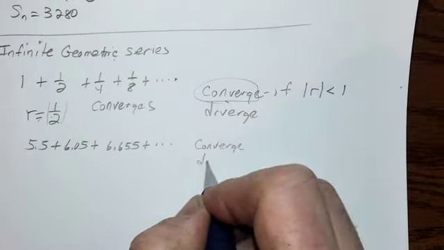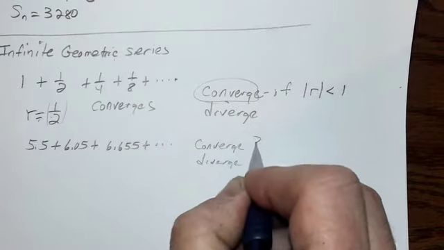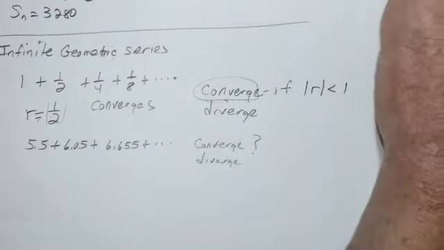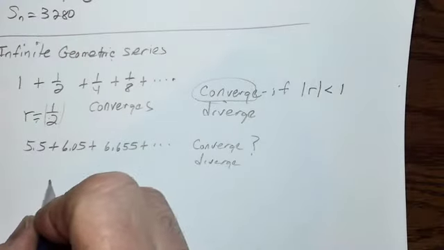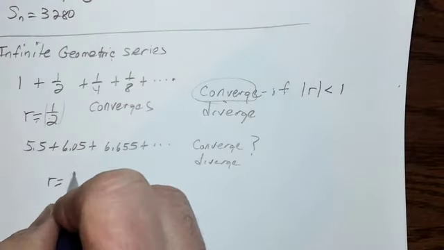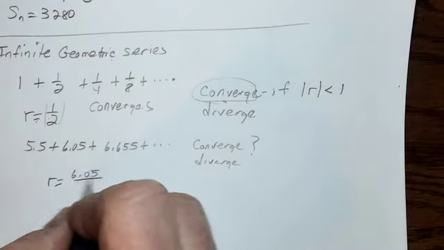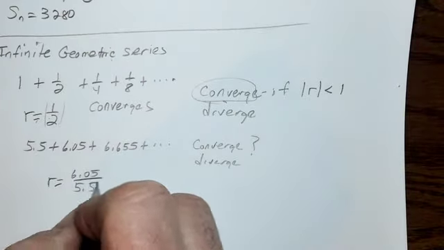Converge or diverge. Which one does this do? Right, we'll circle the right one. So what I do is I find what r is. R is going to be a term divided by the one in front of it.